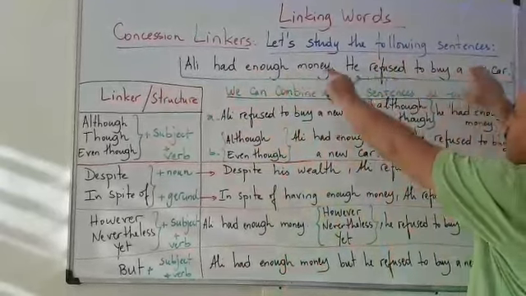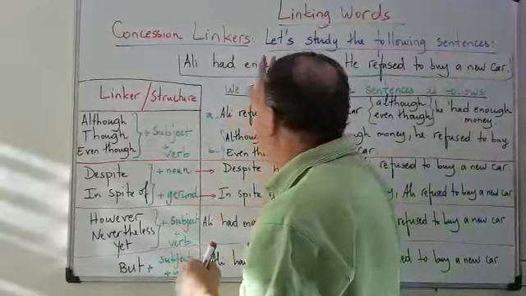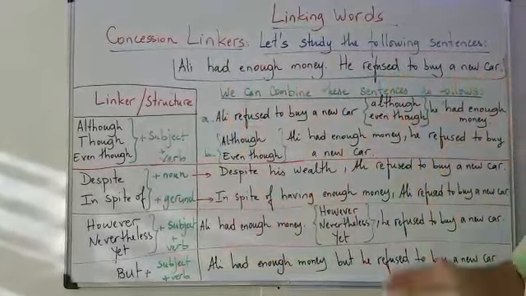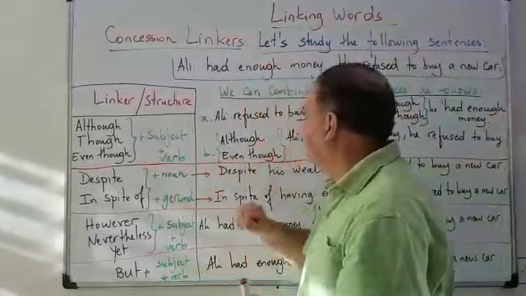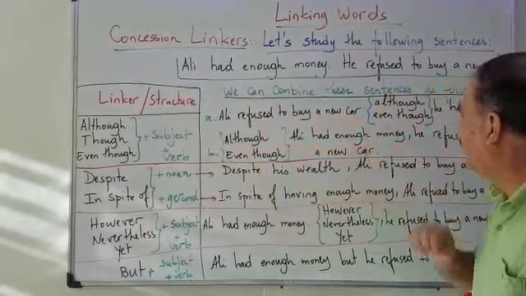غادي نخدموا على هاد الجملة، ما غاديش نبدلوا هاد الجوج ديال الجمل. So Ali had enough money, he refused to buy a new car. So let's use this although. So Ali refused to buy a new car.